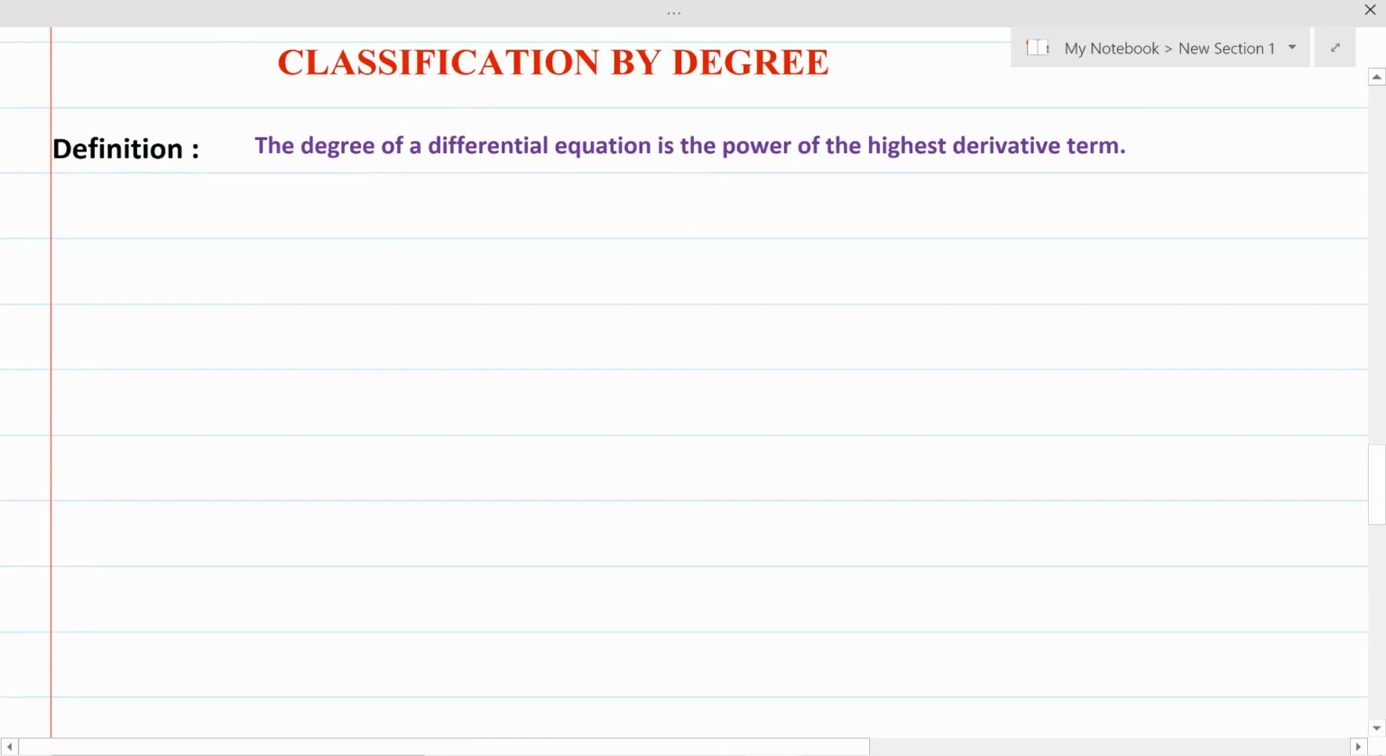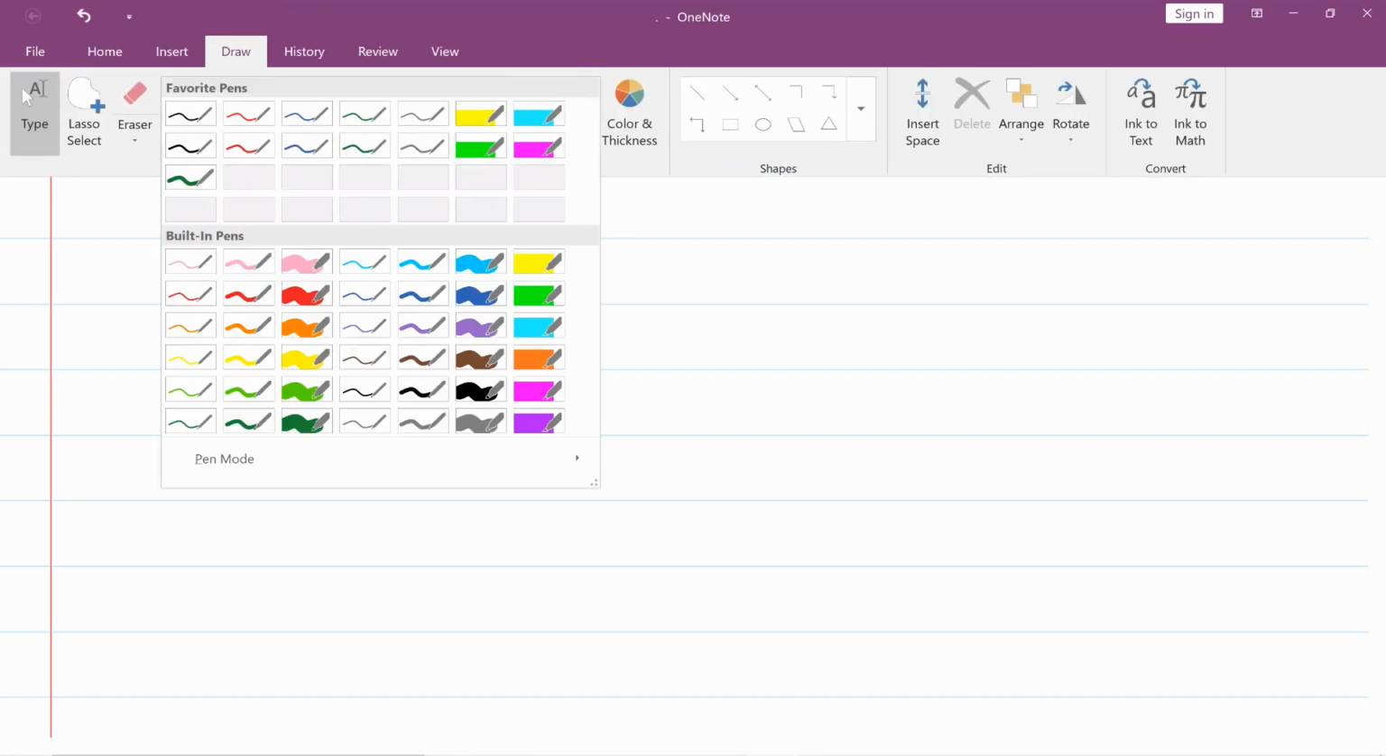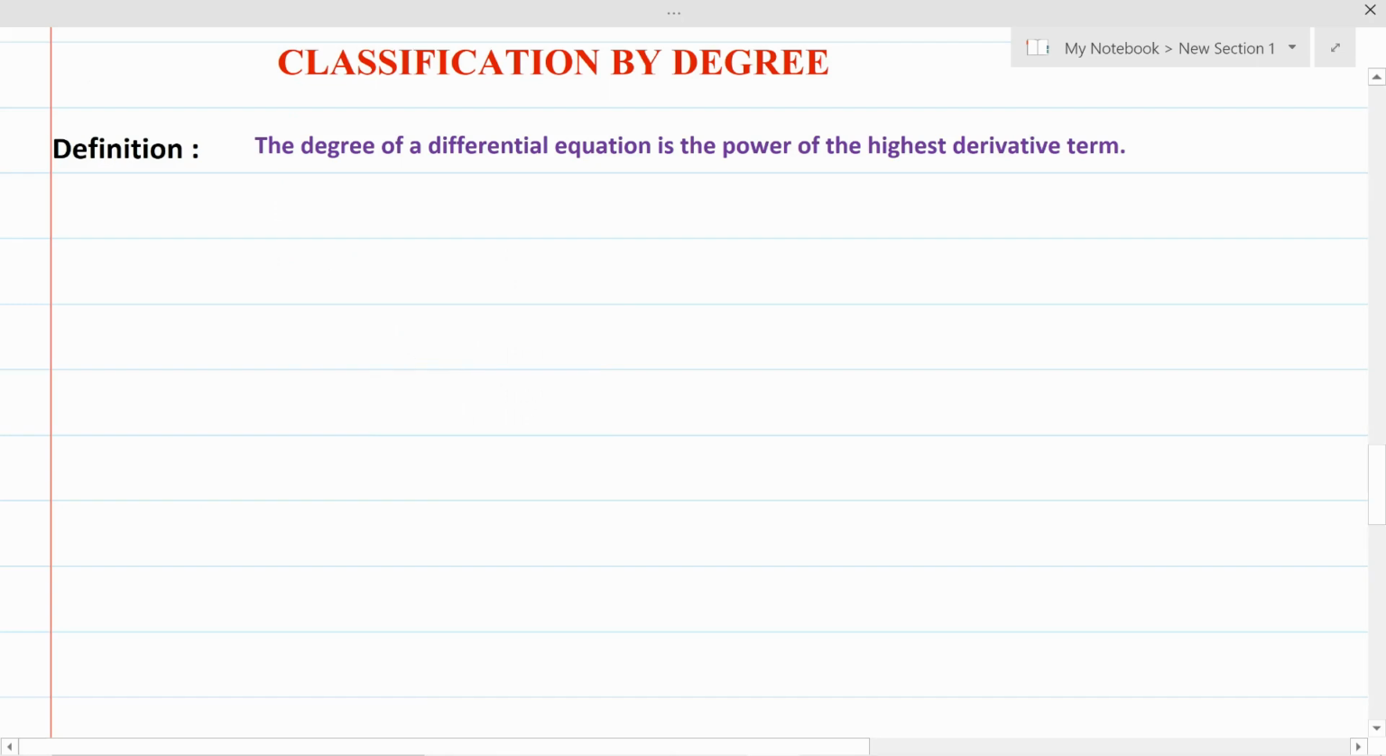Now here is where the problem starts. How do I know that the degree of this differential equation is, let's say, 2 or 3? Simply put, the degree of a differential equation is the power of the highest derivative term.